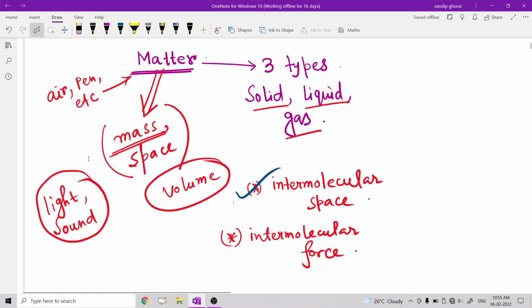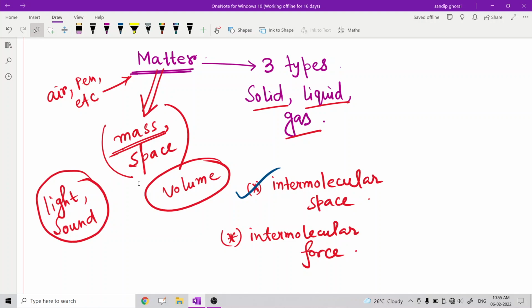And what is intermolecular force? It is the force of attraction between two atoms or two molecules. For a solid, intermolecular space is very low, whereas intermolecular force is very high. That is why a solid has a perfect shape, size, and volume also.